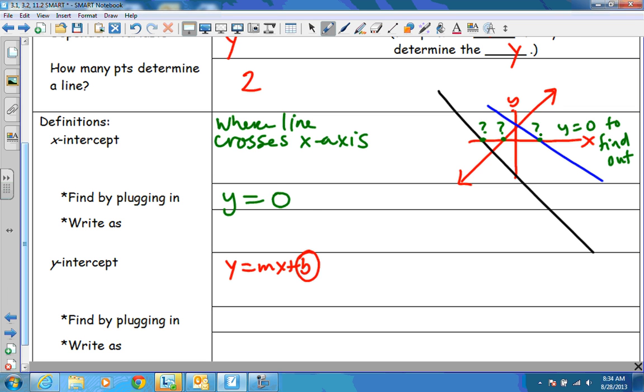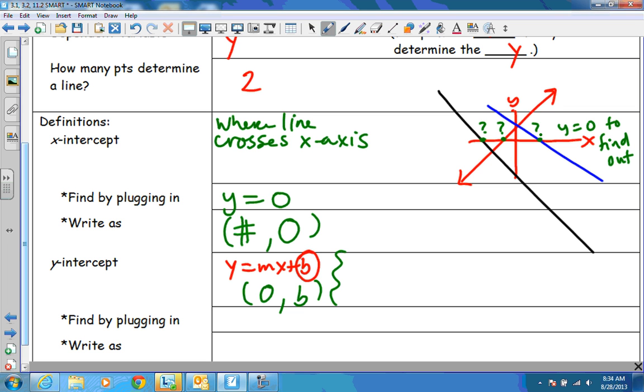So we're going to write this as a point. Our y is always 0. And then we go find our x-intercept, whatever that number may be. Okay? So the y-intercept, this is awesome if it's already in this intercept form, then you can just say this would be the y-intercept b, right? And what would your x be? 0, okay?